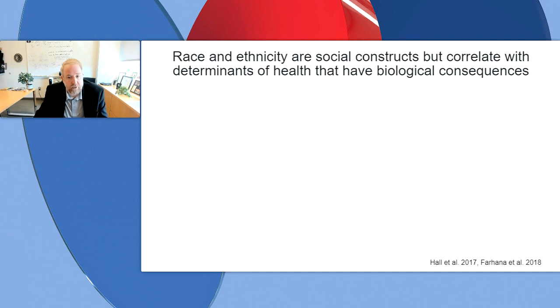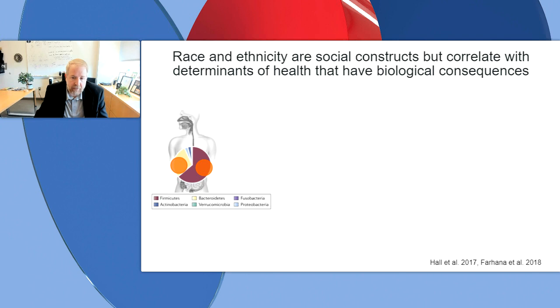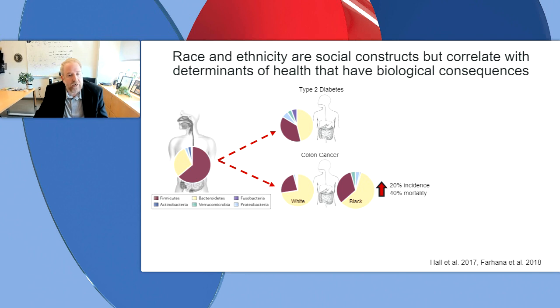In this talk, we'll use the terms race and ethnicity. In fact, these are required terms in all NIH clinical cohort studies. And they are social constructs, not biological constructs, and they correlate with determinants of health that have biological consequences. And so when you think about a gut microbiome that might be dominated by Firmicutes and Bacteroidetes, the two very large abundant gut phyla, these phyla can change in abundance with respect to disease, so type 2 diabetes or colon cancer, but they also could change with respect to self-identity and social identity.